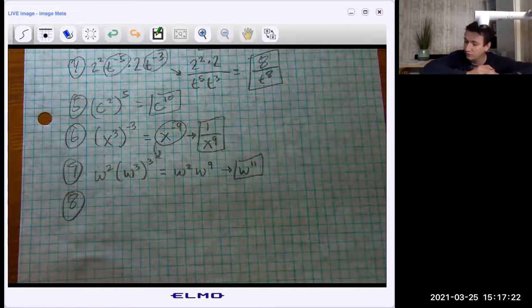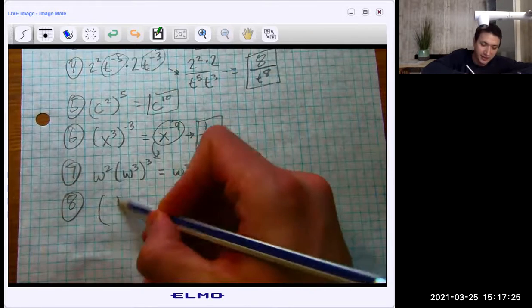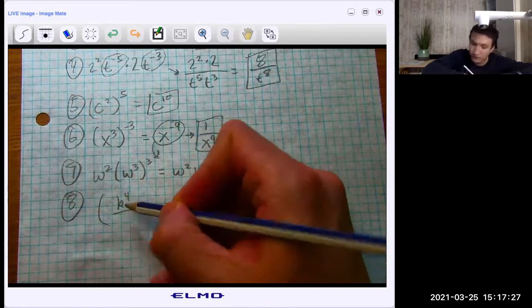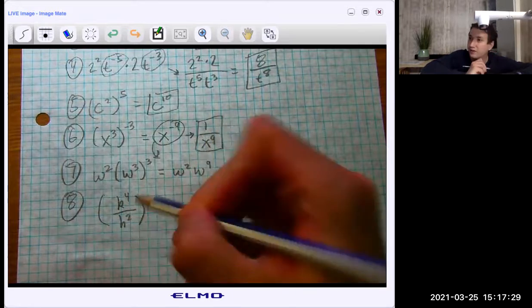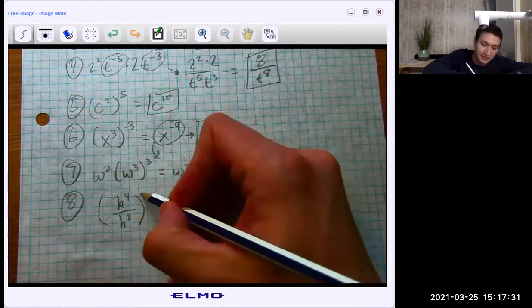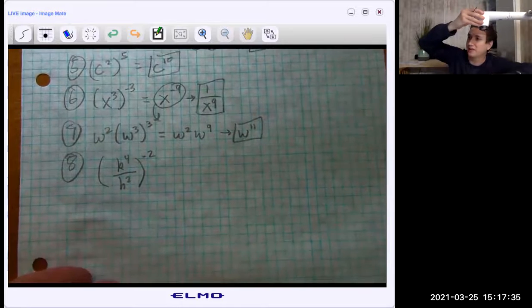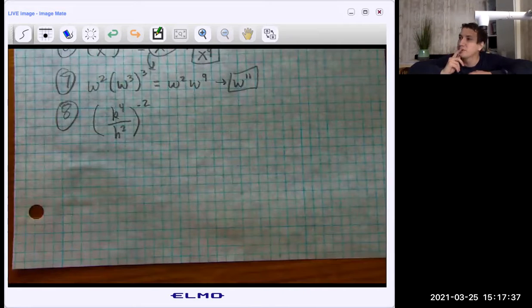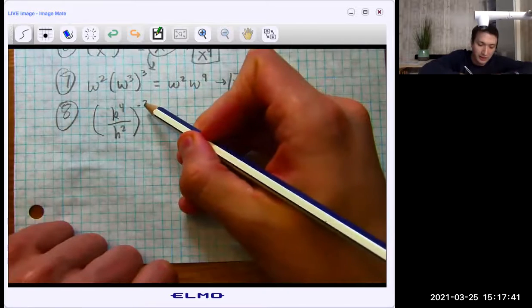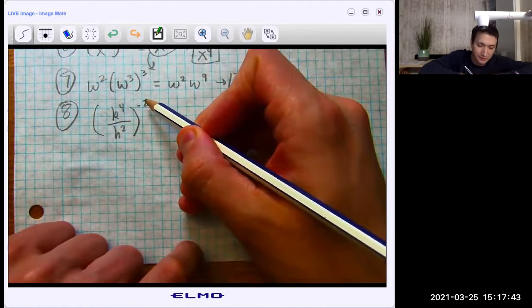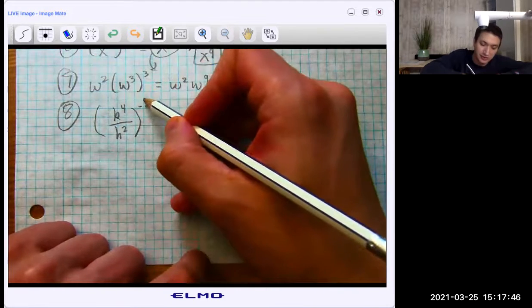All right. Ooh, yes, this is a great one. k to the power of 4 over h squared, and all that's in parentheses, and that's to the negative 2. Now, there's a couple ways I can handle this. I was going to show you the shortest way. Actually, I'm not going to show you the shortest way. I'm going to do it this other way instead.